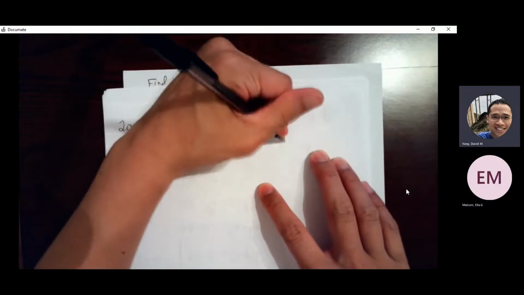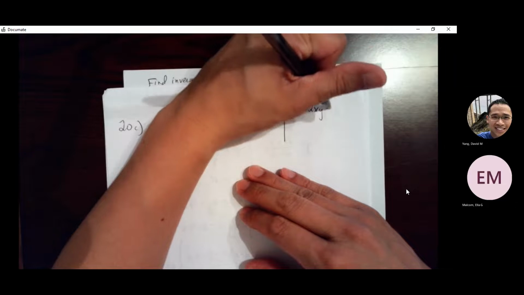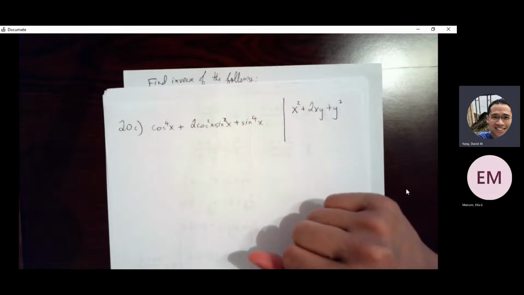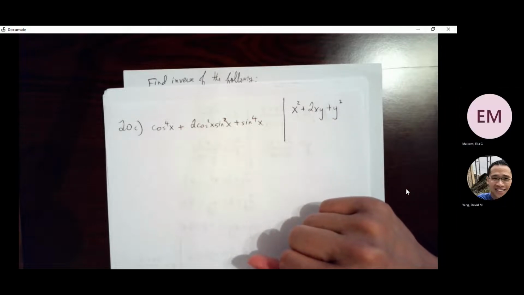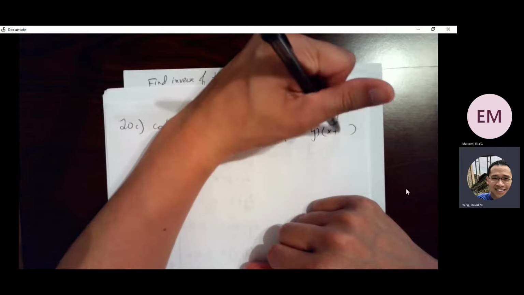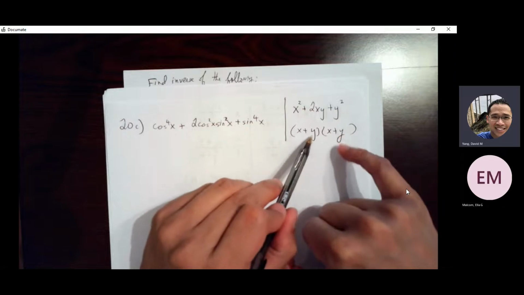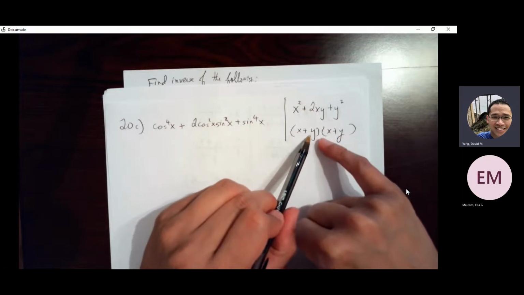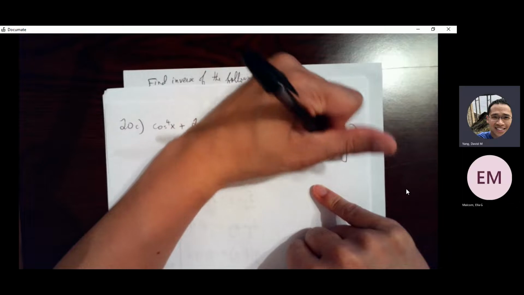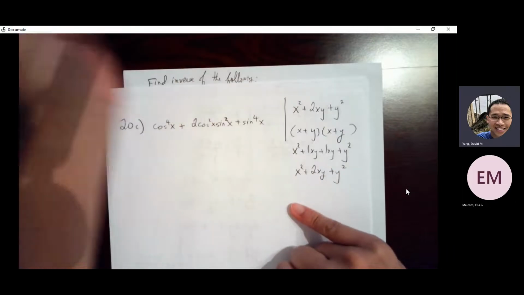Or how about this? What if I created a simpler version of the problem? Any idea how you would factor this expression? Yes, so you do x plus y times x plus y. Yeah. Because I can split x squared up into x and x. I can split y squared up into y and y. And if I pull this out, I get x squared plus 1xy plus 1xy plus y squared. And the 2 middle terms give me x squared plus 2xy plus y squared.